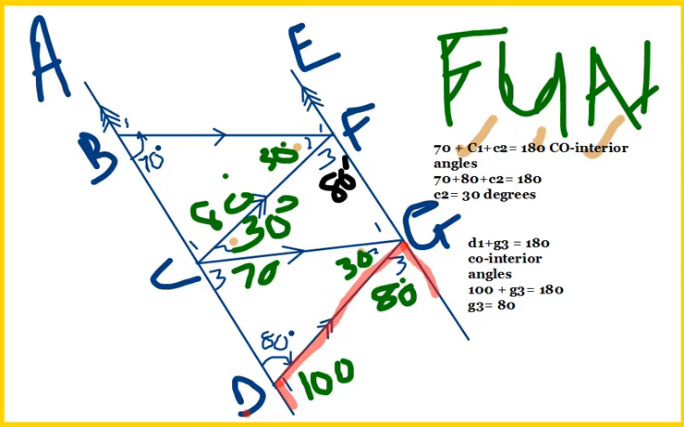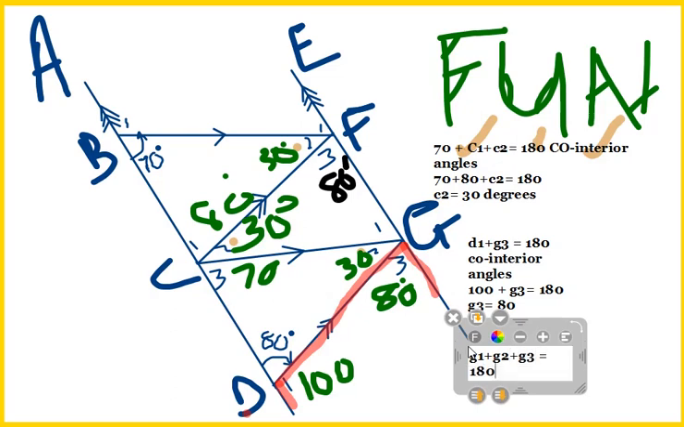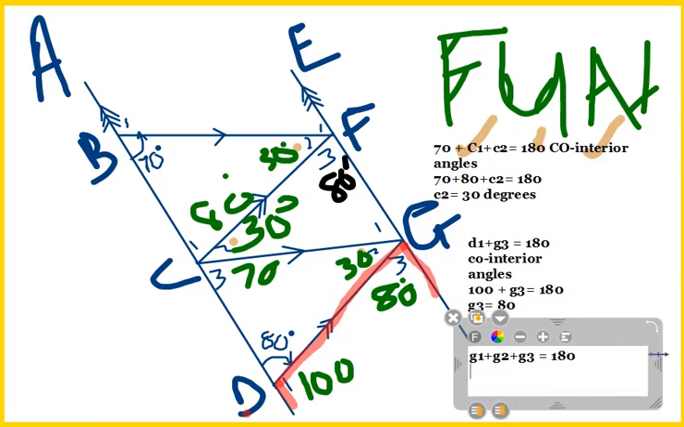And from here we can see that G1 plus G2 plus G3 should give us 180 degrees. So let me write that down. G1 plus G2 plus G3 is equal to 180 degrees. Why? Angles on a straight line. So we have to write that down. That's our reason. We always have to write our reasons down. Angles on a straight line.